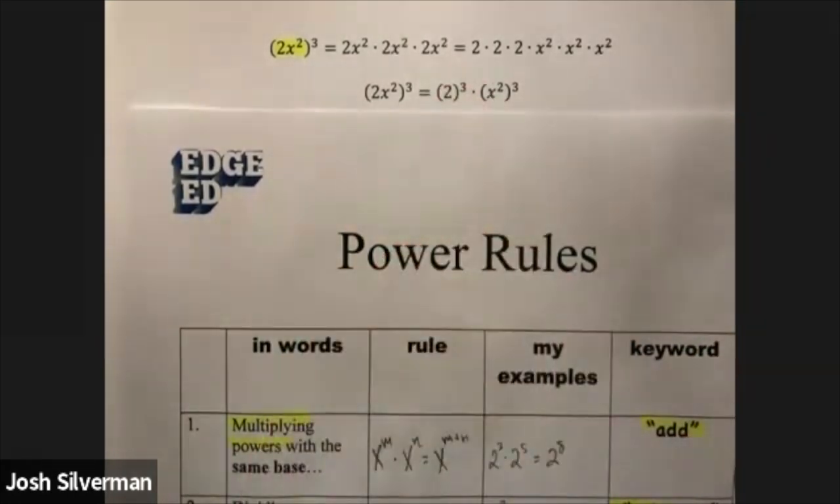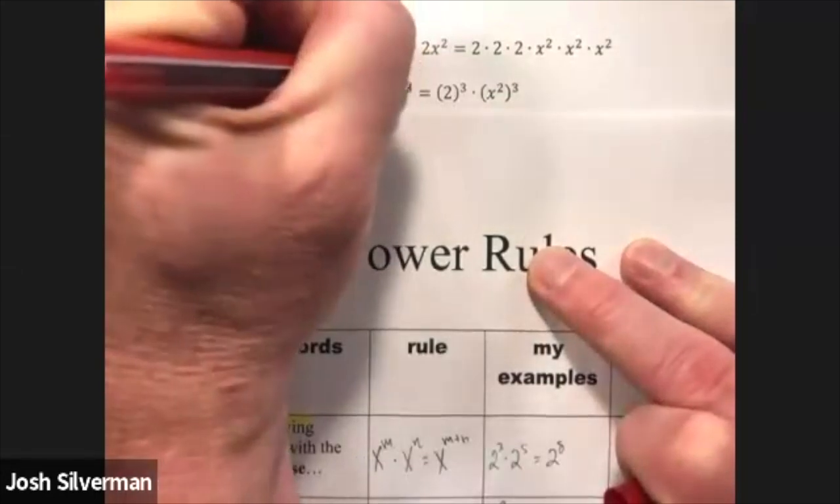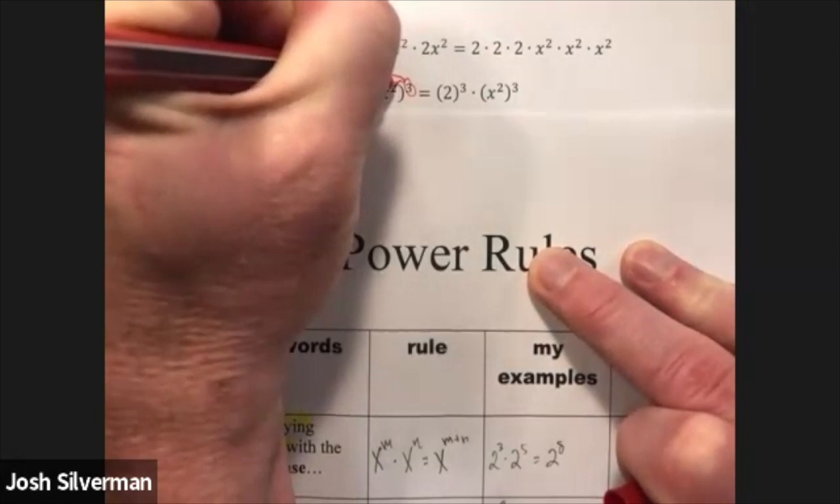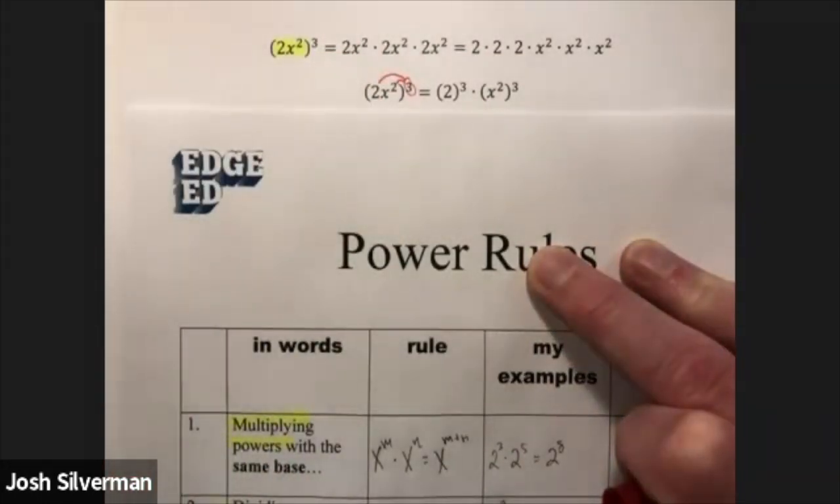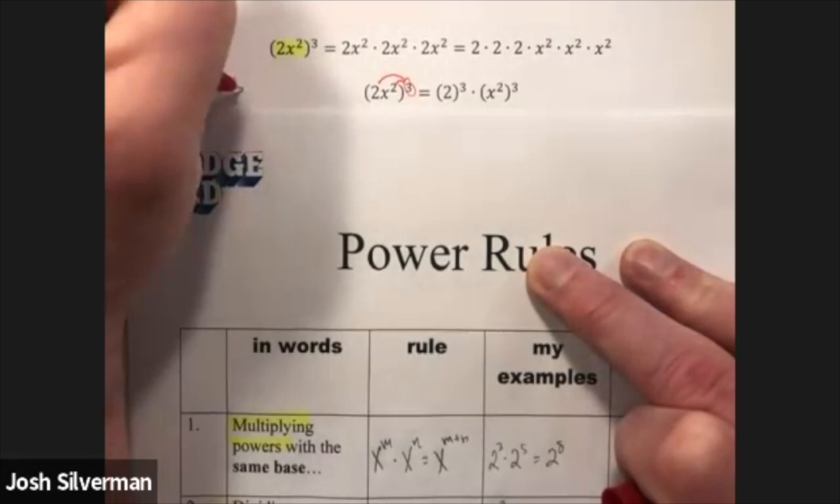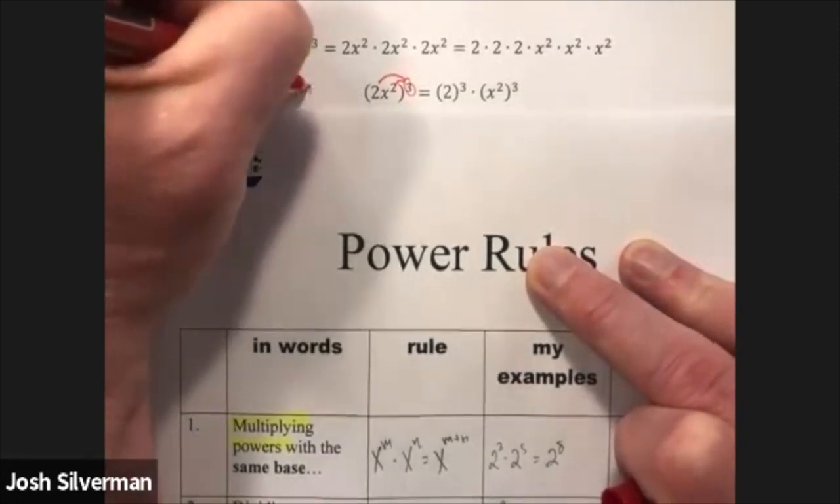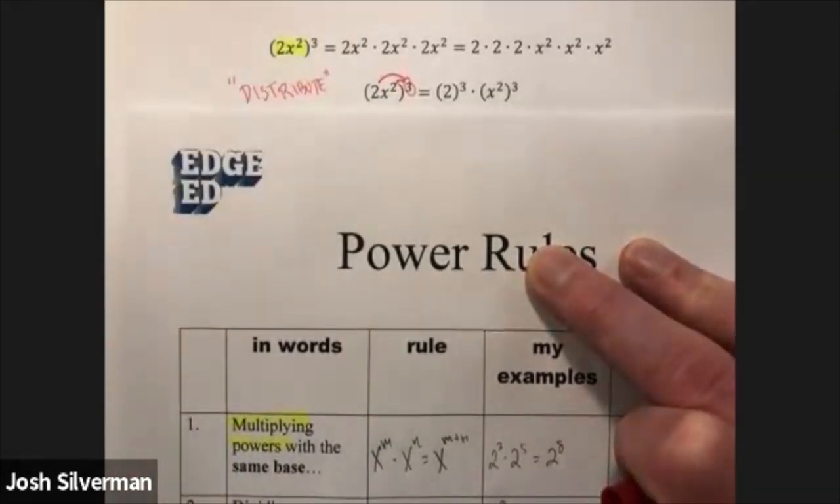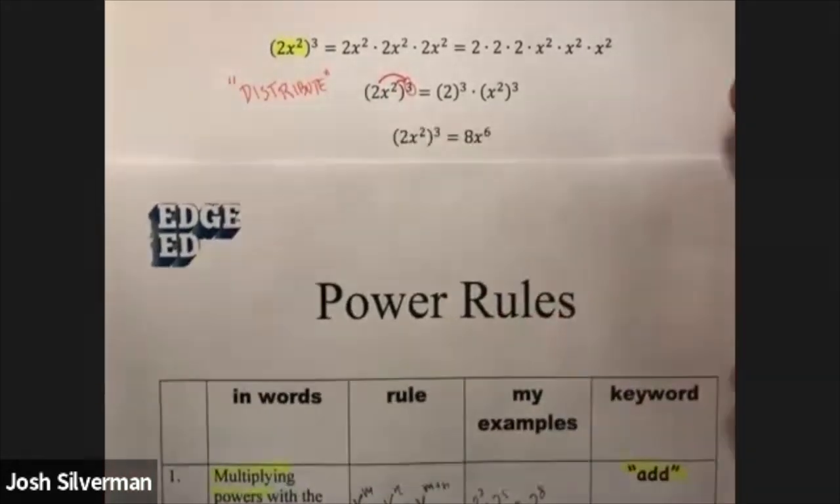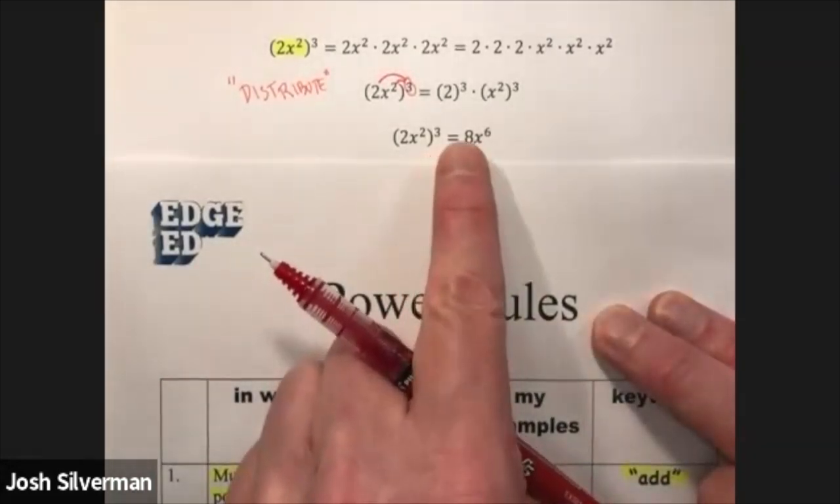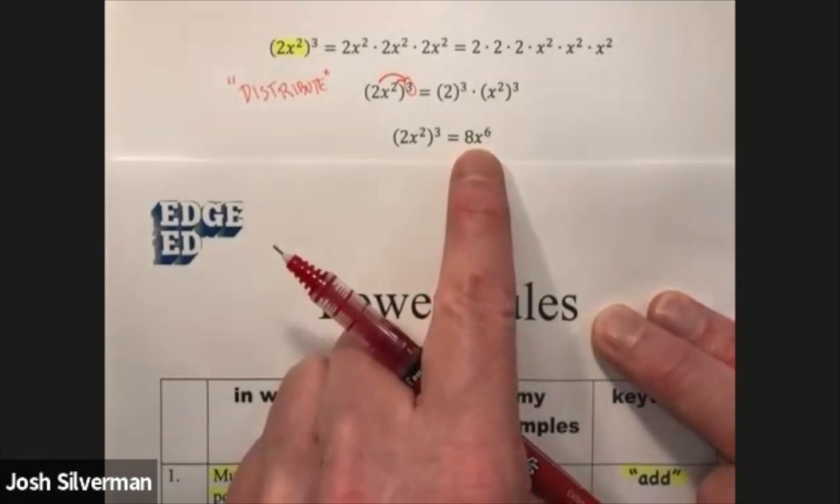What is the rule here? The rule is when you've got an exponent on the outside of the parens, it's going to affect each of the pieces, each of the factors on the inside. It is not the same as, but it is kind of like the distributive property. It's kind of like distribute. (2x^2)^3 is equal to 8x^6.